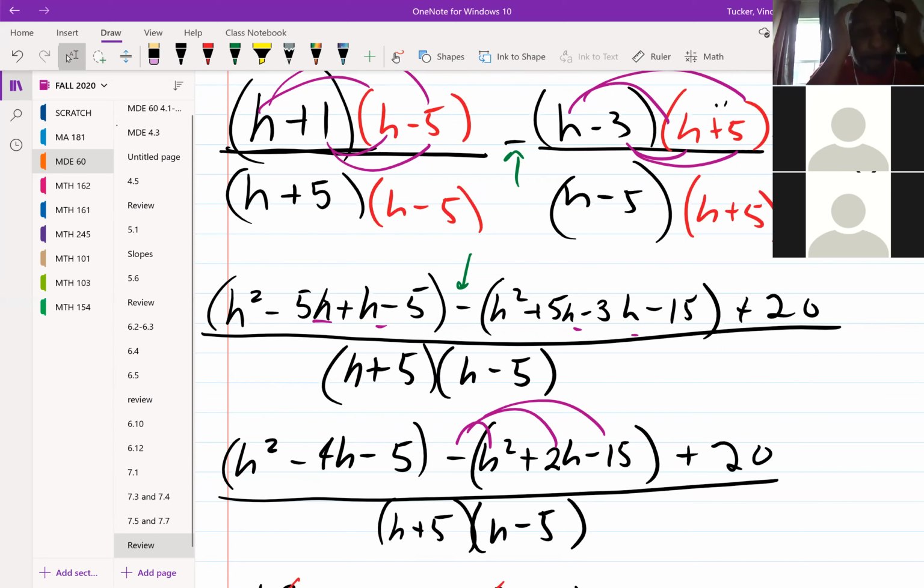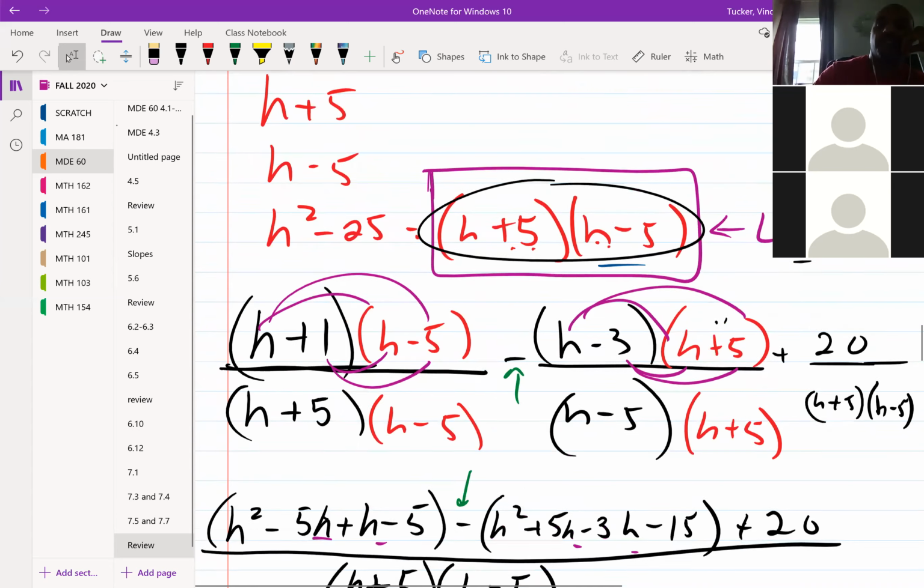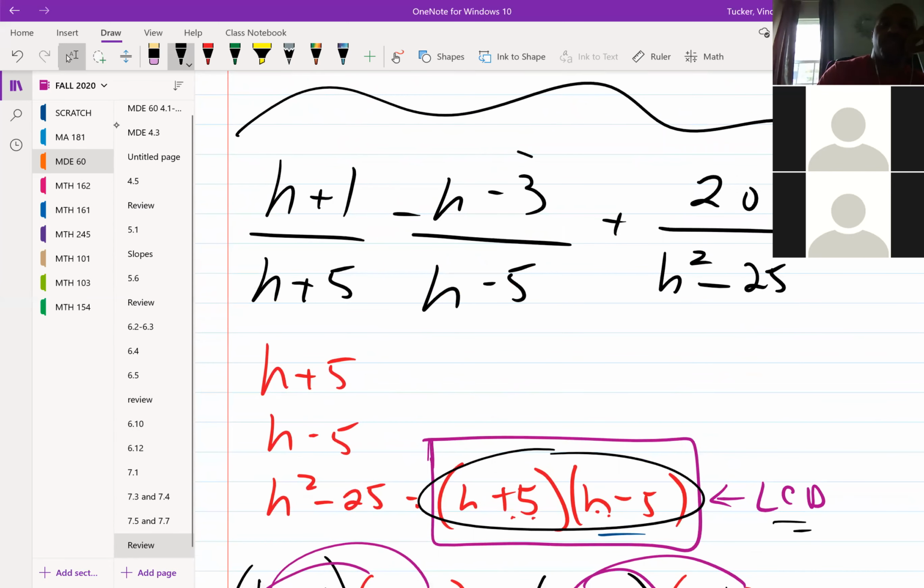So I need to know to distribute that negative to everything in that parentheses. Anything that happens to this numerator that follows, you have to know that this minus sign needs to be distributed to it. Okay. Thank you very much. Thank you for letting me know.